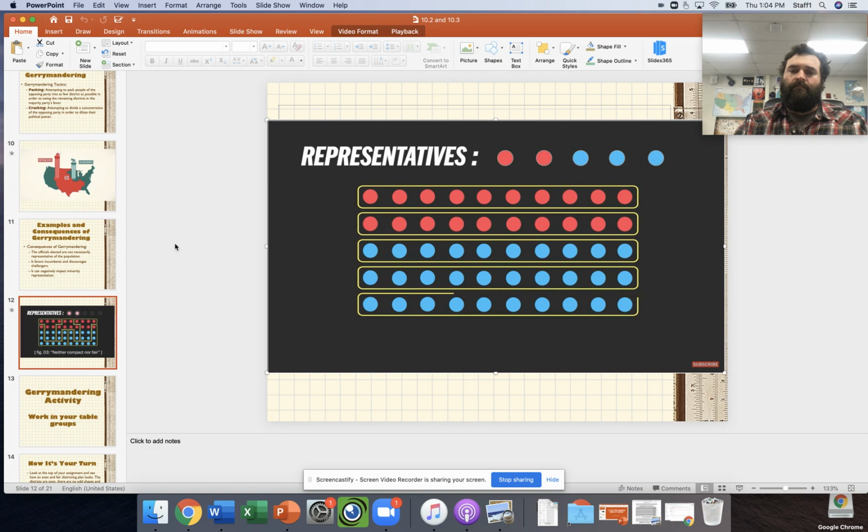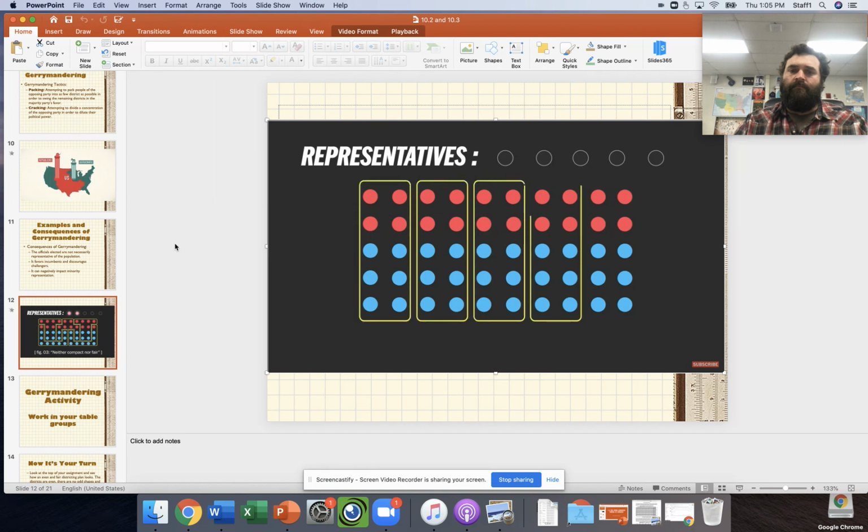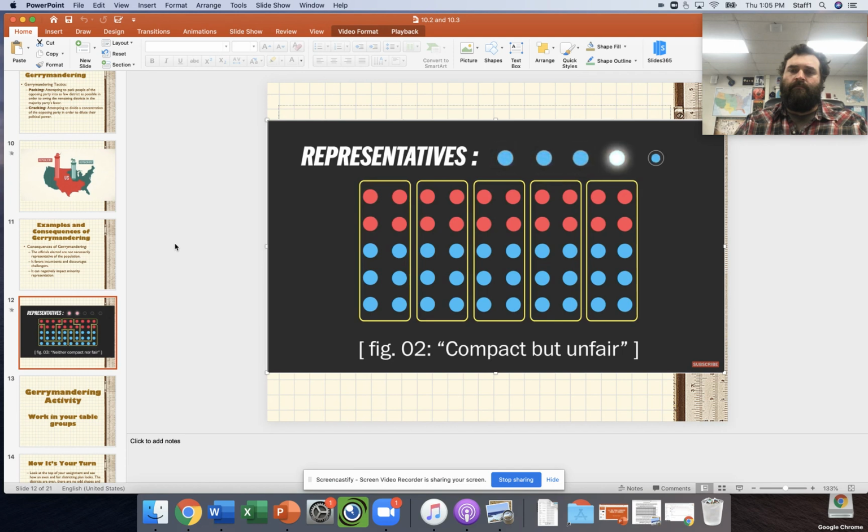Now, let's say instead that the blue party controls the state government, and they get to decide how the lines are drawn. Rather than draw districts horizontally, they draw them vertically, so that in each district there are 6 blues and 4 reds. With a comfortable blue majority in the state, each district elects a blue candidate to the House. The blues win 5 seats, and the reds don't get a single one.